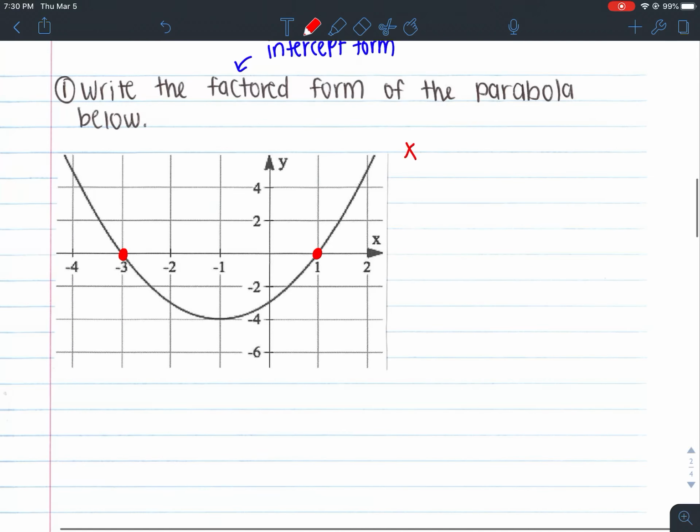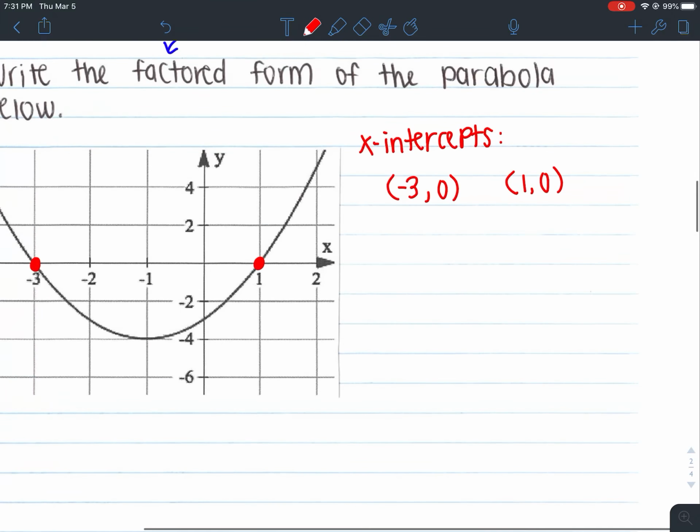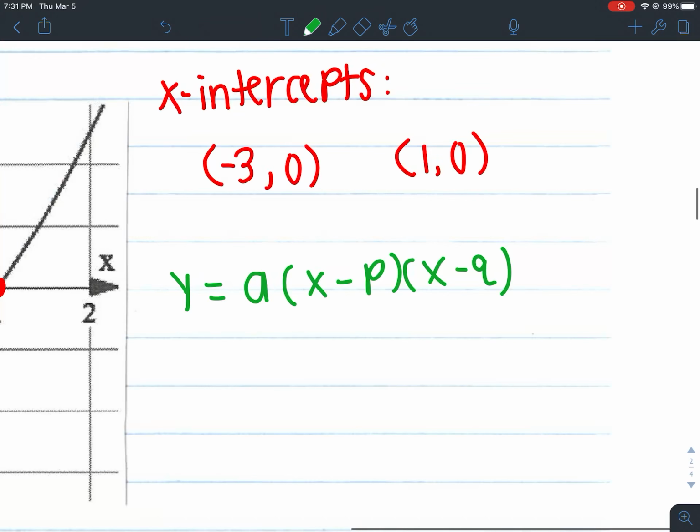Well, one of my x-intercepts, go ahead and write that: negative 3, comma, 0. Not positive 0, 0 doesn't have positive or negative. So negative 3, 0. And the other x-intercept is positive 1, 0. Okay, so let's go ahead and plug it into intercept form. Remember, that's y equals A, parentheses, x minus p, parentheses, x minus q, parentheses. Let's plug in what I know.